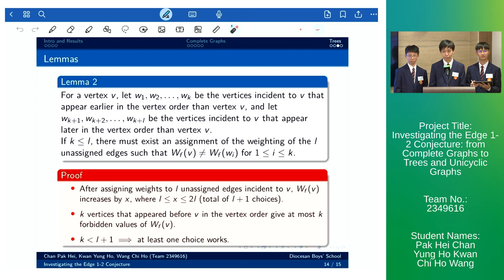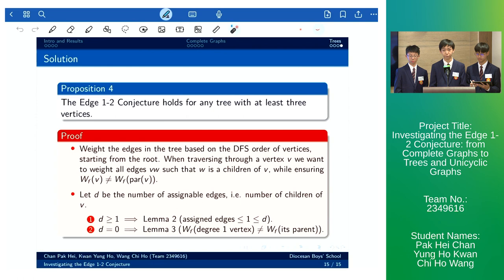Now, we propose that the conjecture holds for any tree with at least 3 vertices. We root the tree arbitrarily and weight the edges in the tree based on the DFS order of vertices. When traversing through a vertex v, we want to weight all edges vw such that w is a child of v, while ensuring the sum of edge weights incident to v is different from that of its parent. Let d be the number of children of v. For the cases d is at least 1 and d is equal to 0, we can use lemmas 2 and 3 to show an assignment of edge weightings exists.